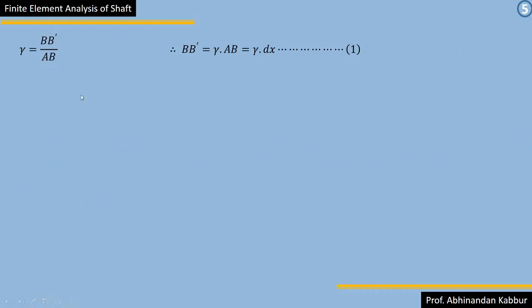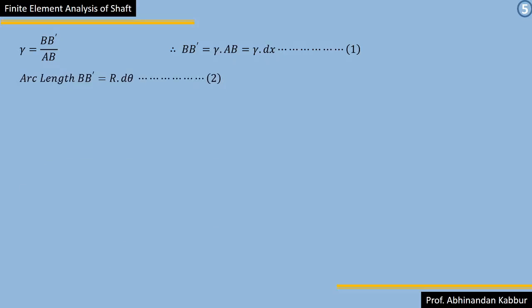So shear strain is given by, from the diagram, BB dash divided by AB. Therefore BB dash is equal to shear strain into AB, where AB is my length of the shaft that I am going to consider. Therefore my BB dash is equal to gamma into dx. So this is my equation number one.